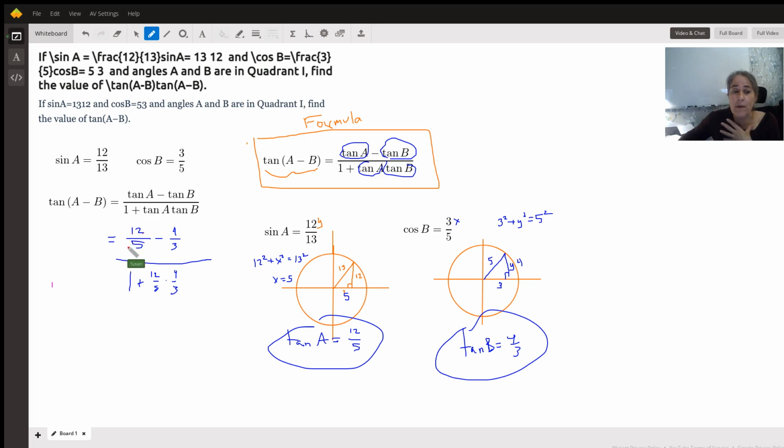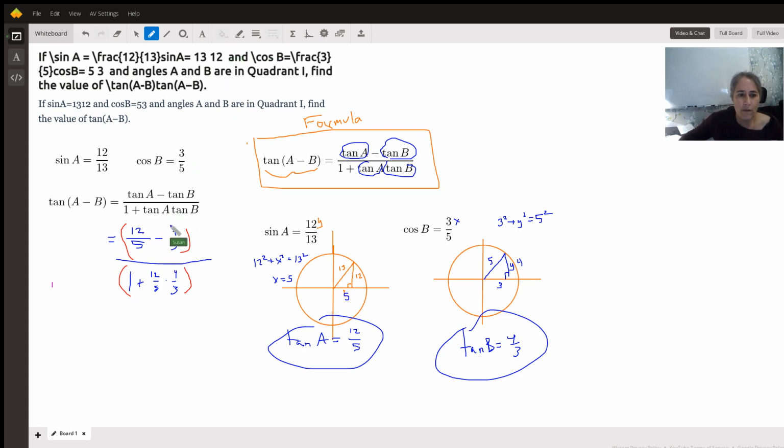And we need to remember that the top of the fraction is a grouping symbol. So we have to do 12/5 minus 4/3. And we have to do 1 plus 12/5 times 4/3. And then we can combine the numerator and denominator.